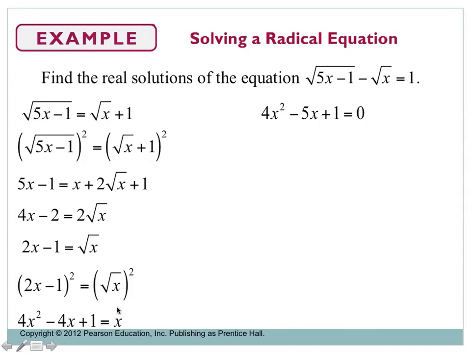Move all of your x's and everything to one side, so you're left with a quadratic equation that you can solve. So you're left with 4x squared minus 5x plus 1 equals 0. This factors. If it doesn't factor, you could use the quadratic formula, but this one's going to factor into 4x minus 1 times x minus 1. And if you solve that, you should get x equals 1/4 or x equals 1.